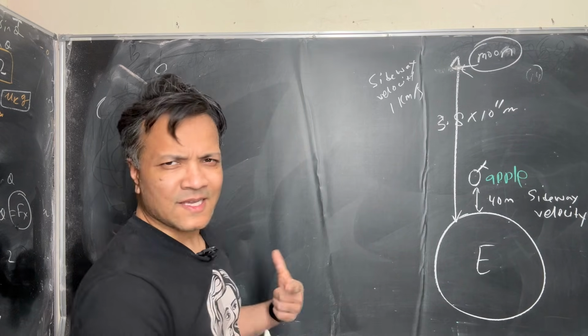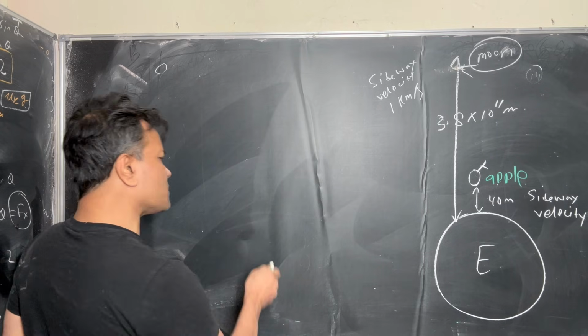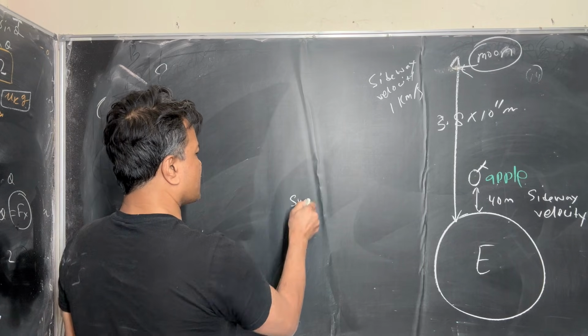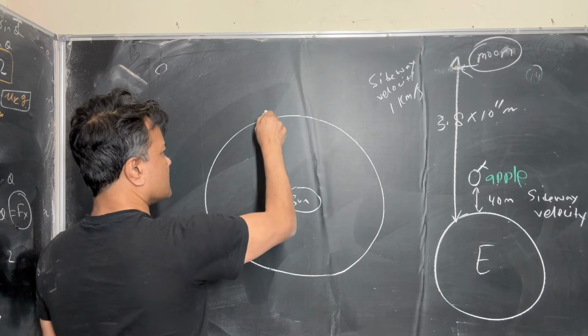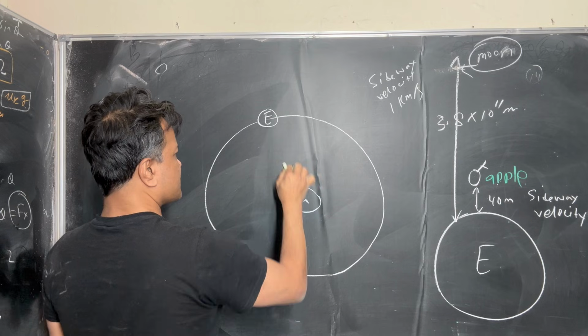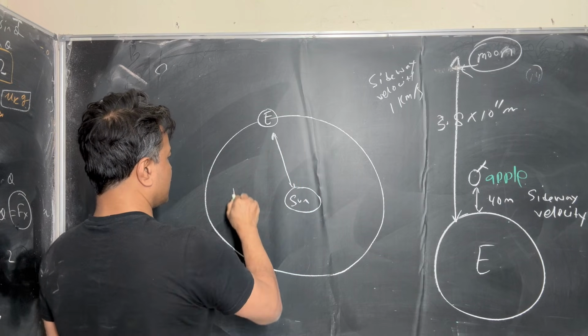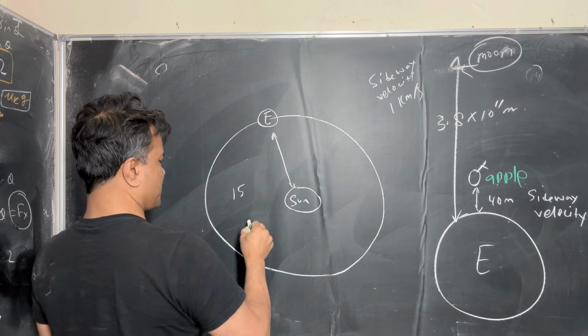Okay, sideway velocity has another name. Okay, think about the sun, and this is Earth. Okay, and the distance is 15 million kilometers.